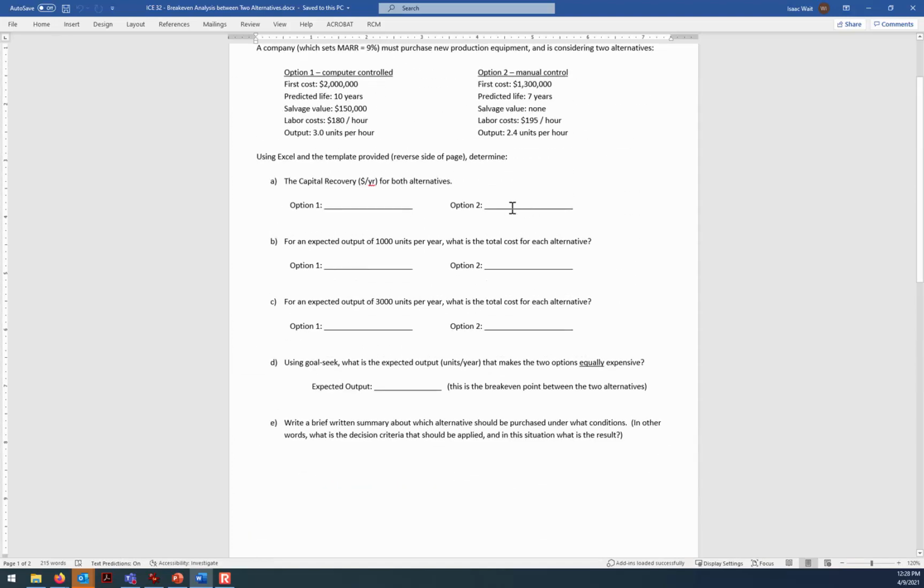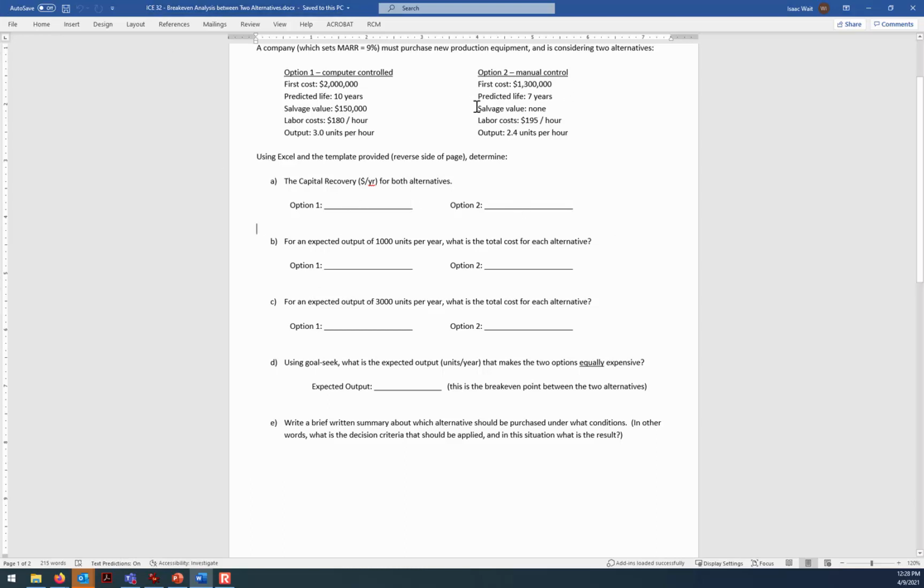First of all, you should calculate the capital recovery for both alternatives. Do you remember how to do capital recovery? If you're using Excel, remember you use the payment function for capital recovery, equals PMT. When we do capital recovery, we can put in both the first cost and the salvage value, and then it'll tell us the annual equivalent when we know the number of years and the interest rate. So you're going to use the payment function for both of these options.